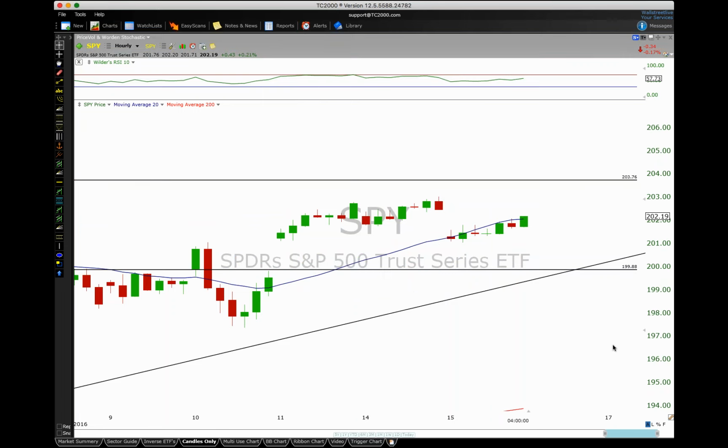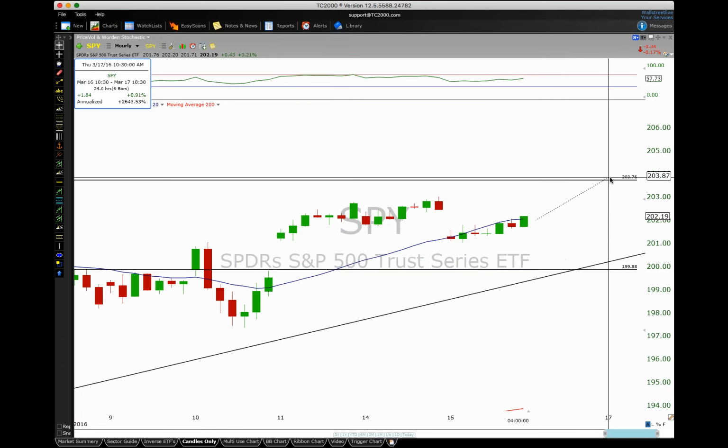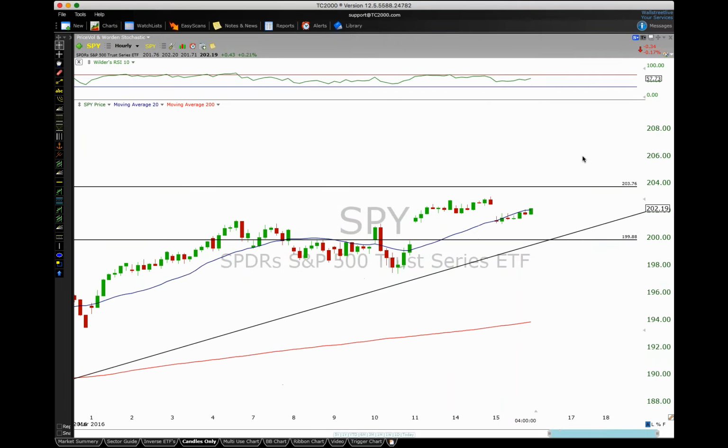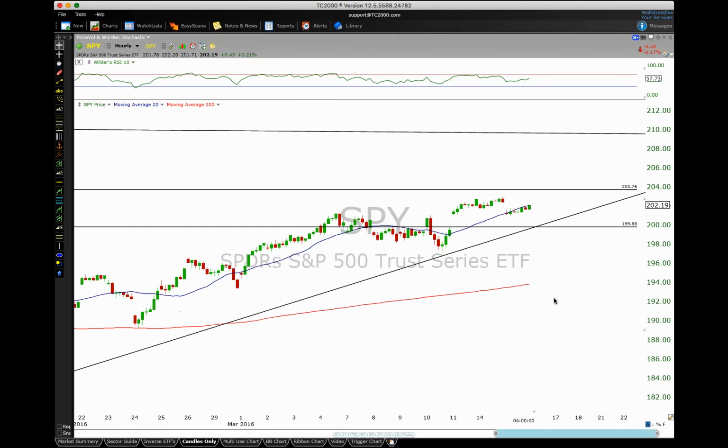Okay, so if we come down to this 199.88, then you can automatically know that we're coming up to the 203 or higher. If we come up and open at the 203.76 after the announcement and we're rocking to the upside, we are going to reverse to the downside, and the top of the market is in.